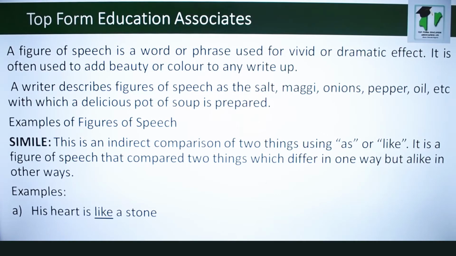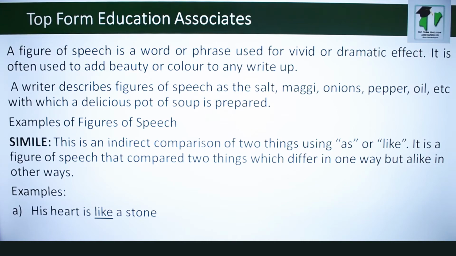The first one, simile. This is an indirect comparison of two things using as or like. In any given work, if the underlying expression is having like or as, you know that such a line is referring you to simile. Is that clear? So the symbol of identifying simile in a given work is the use of as or like.